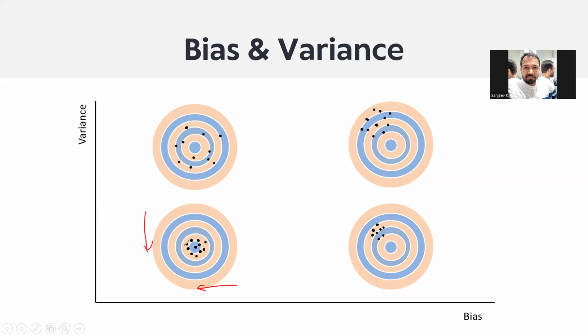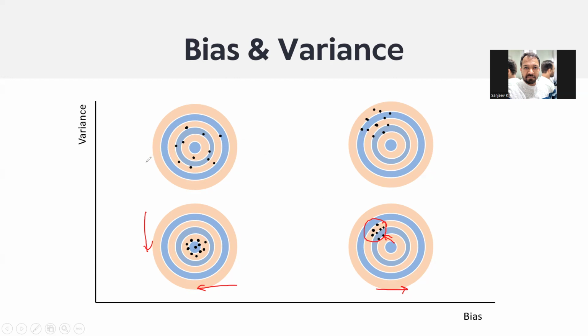Now, what would happen if it is high bias? In the case of high bias, the predictions are clustered but away from the center. They're not at the center. The variance is less. You can see the dots are very near to each other. So the variance is less, but the bias is more.